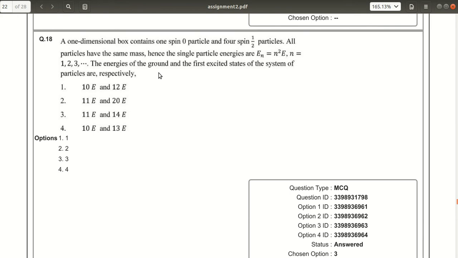So next question. A one-dimensional box contains one spin zero particle and 4 spin half particles. All particles have the same mass, and hence a single particle energy is n squared E, n is equal to 1, 2, 3. The energies of the ground state and the first excited state of the system of particles are.